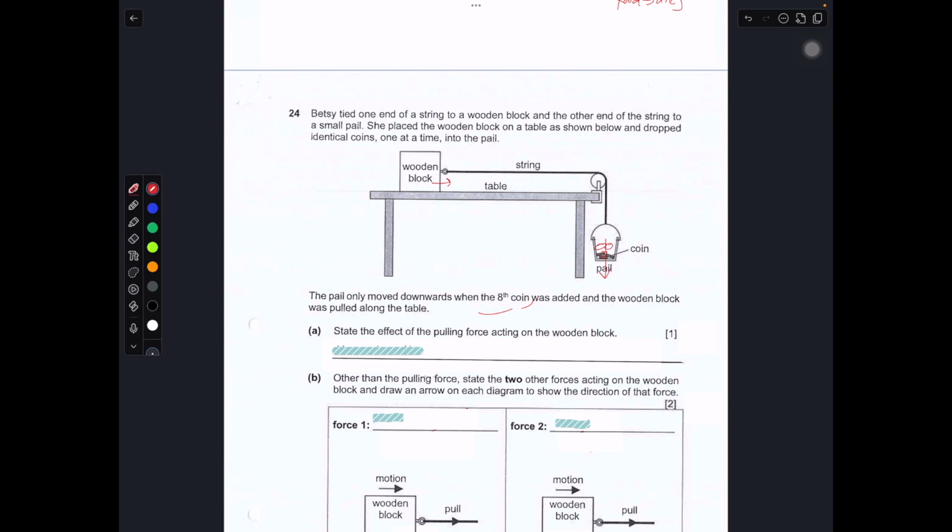That means when you put 7 coins, or 1 to 7, the wooden block remained here and was unmoved. It did not move at all. It was stationary. So state the effect of the pulling force acting on the wooden block. This is the effect of force.